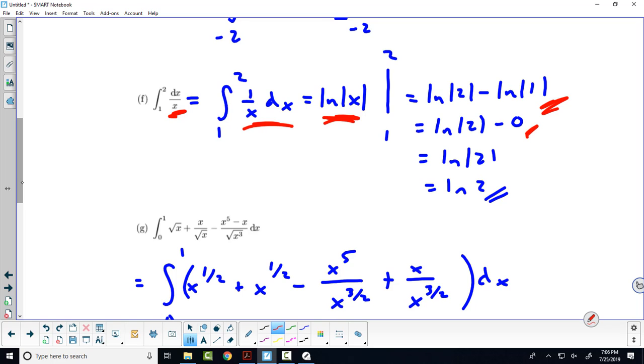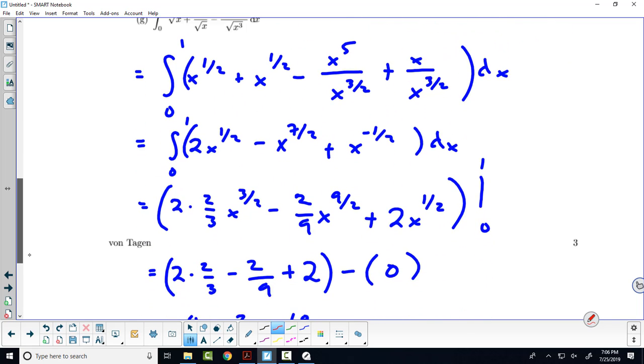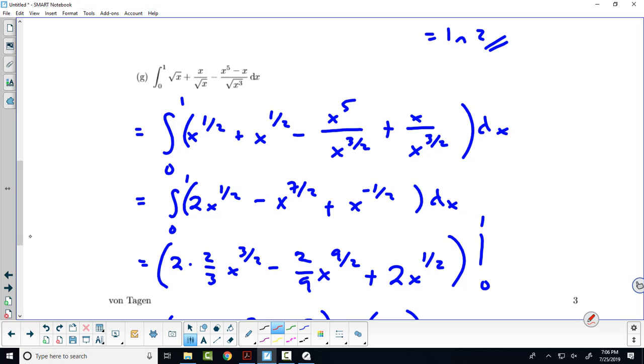How we doing, folks? All right, during the break, if you didn't get G, take a look at it. G is simply an exercise in rewriting things with your power properties. For instance, the square root of x is x to the 1/2 power. To answer this question, I'm going to say this is x to the 2/2 times x to the minus 1/2, which is x to the 1/2. Okay?